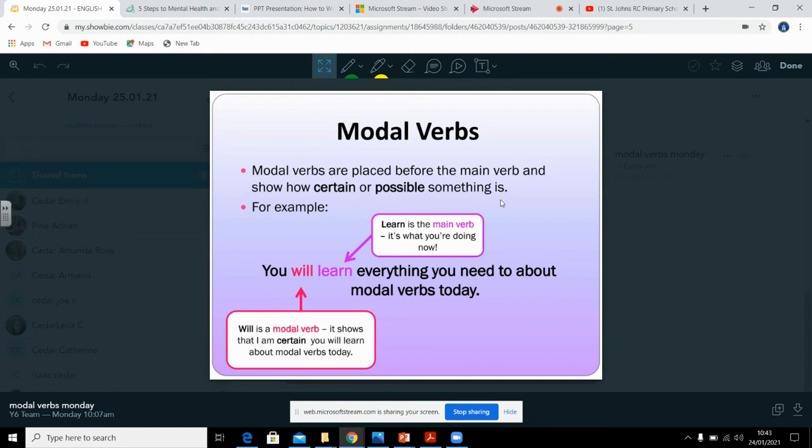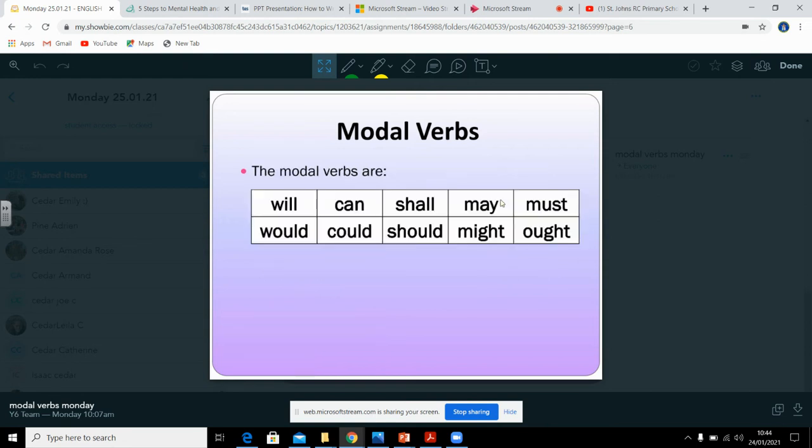Here in the sentence we've got, you will learn everything you need to know about modal verbs today. So learn is the main verb and will is a modal verb. And it shows that I'm certain you will learn about modal verbs today. The modal verbs are will, can, shall, may, must, would, could, should, might, and ought.